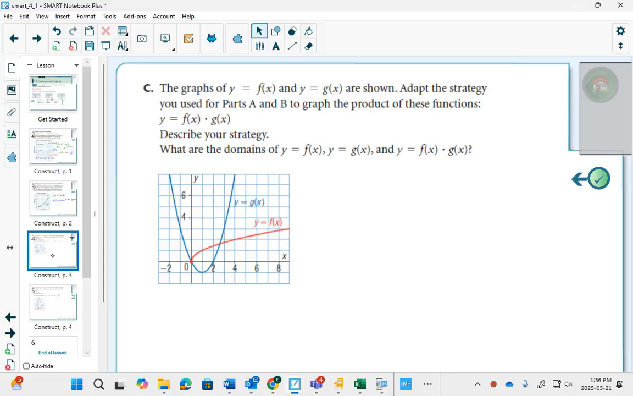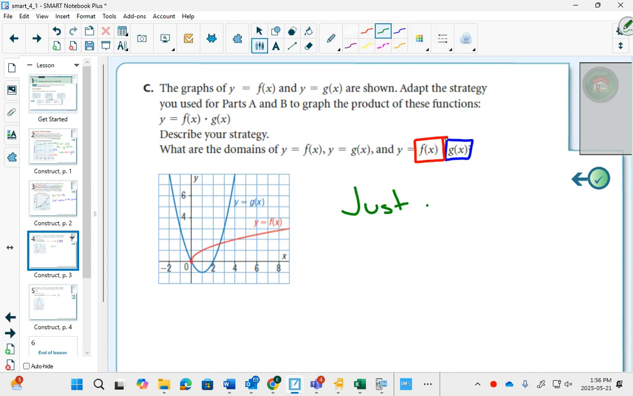Okay. So we've got our blue function, which is g of x. I'm going to put a square around that. It's multiplied by the red function, f of x. And we want to see what we get when we multiply them together. What's the strategy? Just multiply. Okay, that makes sense. No problem.